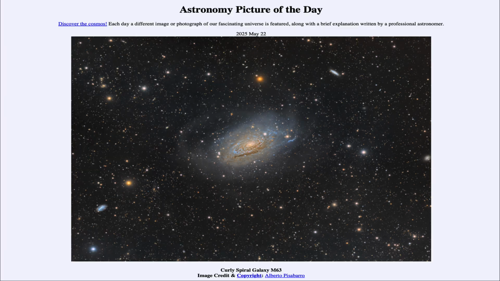So that was our picture of the day for May 22nd of 2025. It was titled Curly Spiral Galaxy M63.